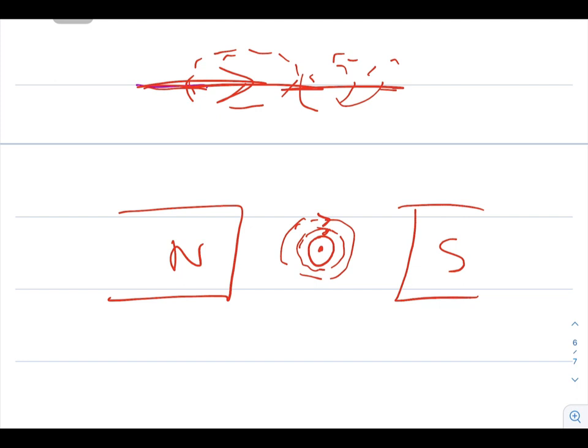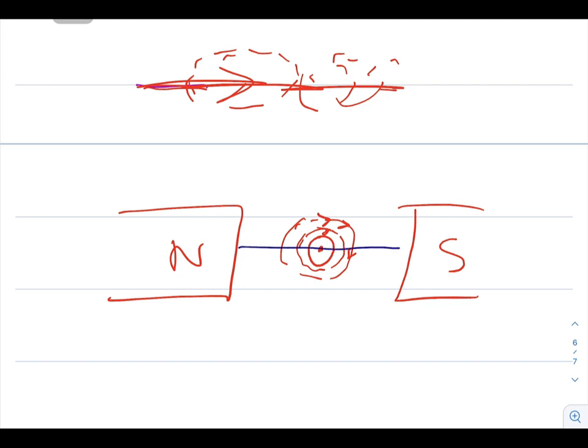Hence, we are good with motor action. We must have a current carrying conductor, because that current carrying conductor creates the second magnetic field that interacts with the main field. How does it interact? For example, the magnetic lines of force around the conductor go clockwise. Let me use a black color.